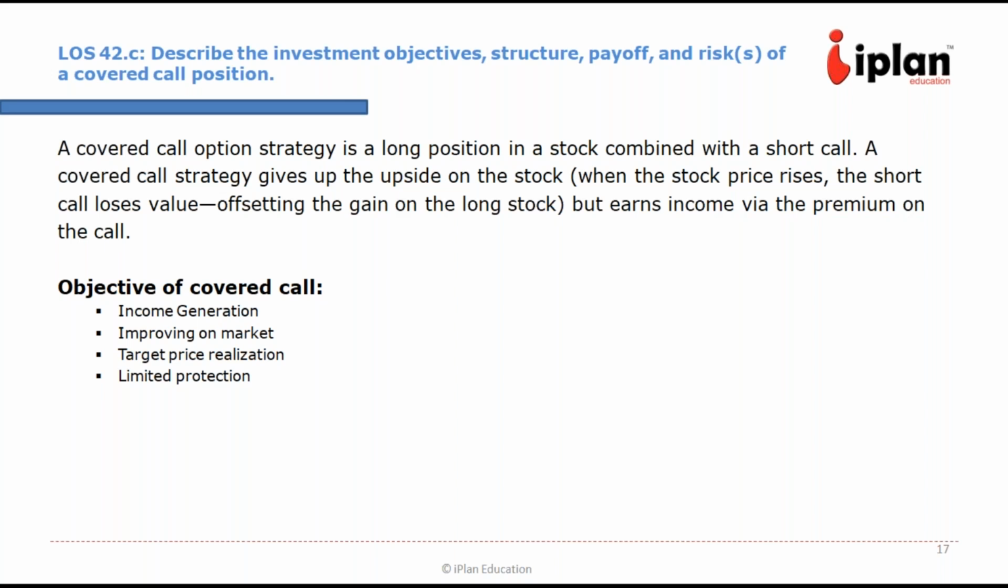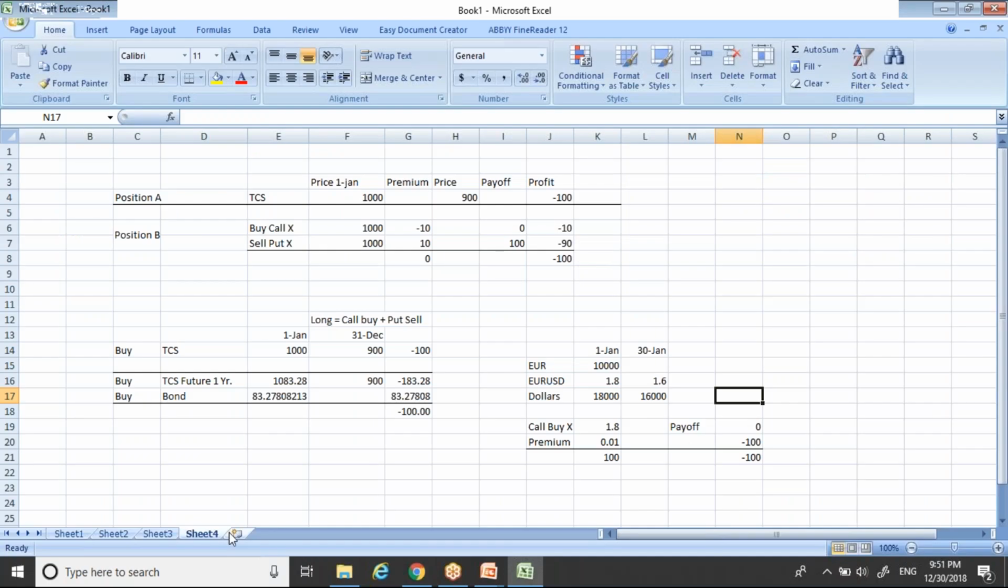So what is the objective of covered call? You have income generation, improving on the market, which means basically you are expressing the direction of trade, and then you have target price realization. So whatever call you are selling, the strike price is normally your target, so that you can realize it. And also you have limited protection. So that is the objective of covered call. So let's take an example of covered call in Excel. So let's calculate.